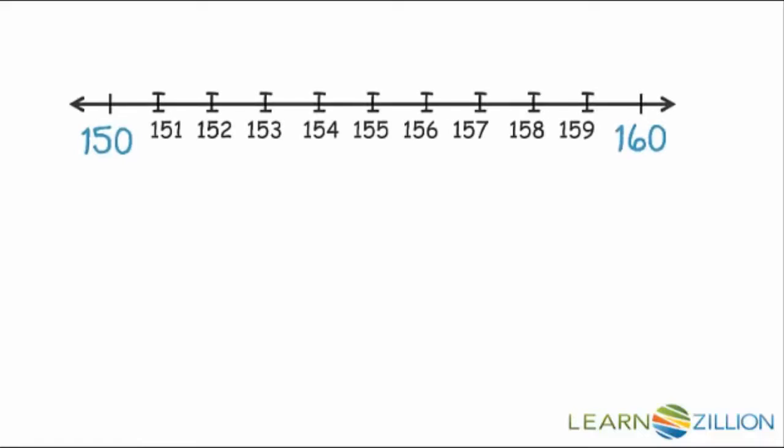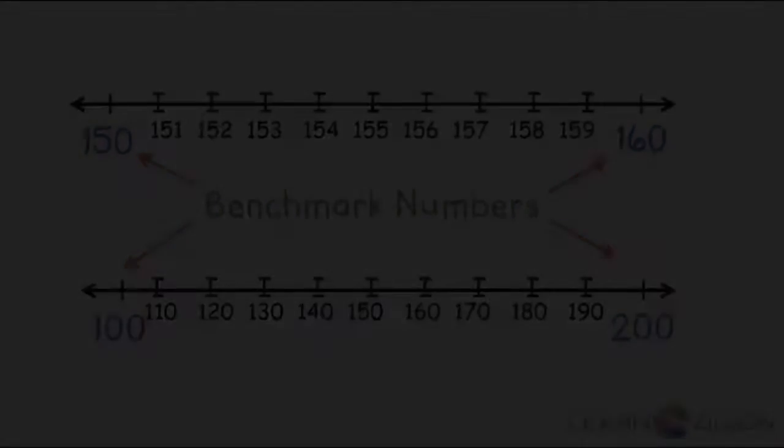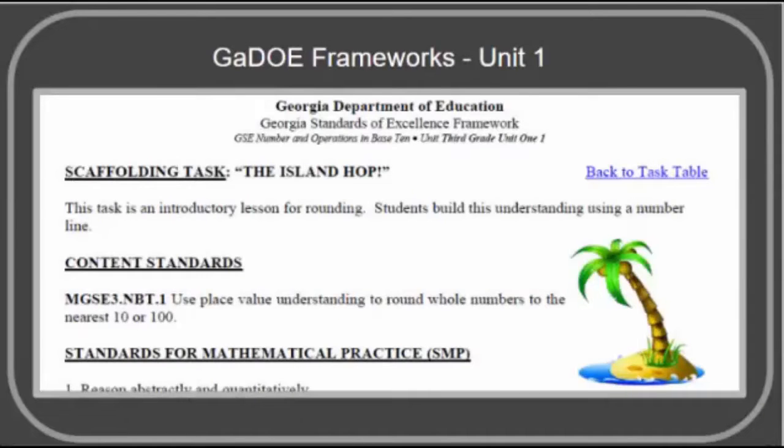It is also important to model that increments can change between the benchmark numbers when rounding to the nearest 10 or 100. The increments may not always signify counting by ones. The Georgia frameworks also contain many relevant tasks. In this activity, students use a number line to solve a variety of problems.